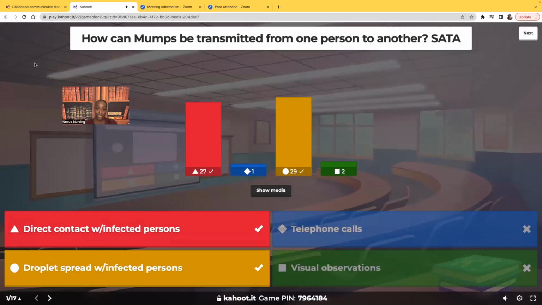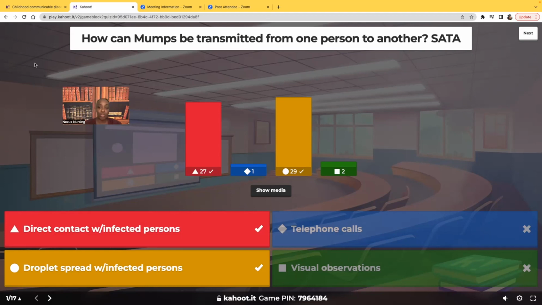Okay, you guys did really good. It's spread by direct contact with infected persons and also droplet spread with infected persons. Now, remember, you have to know the difference between droplet and airborne. Those droplets are very large, 5 millimeters or greater. Airborne are very, very small particles. So droplets are larger particles and airborne are smaller particles.